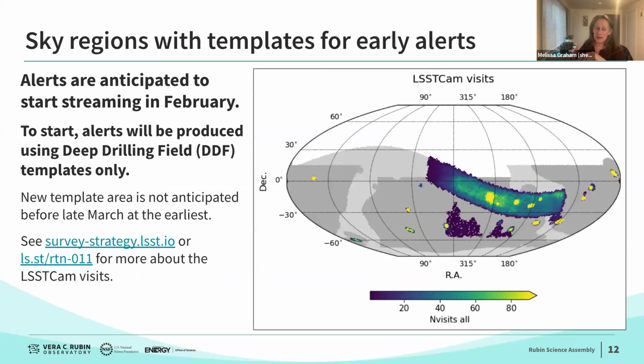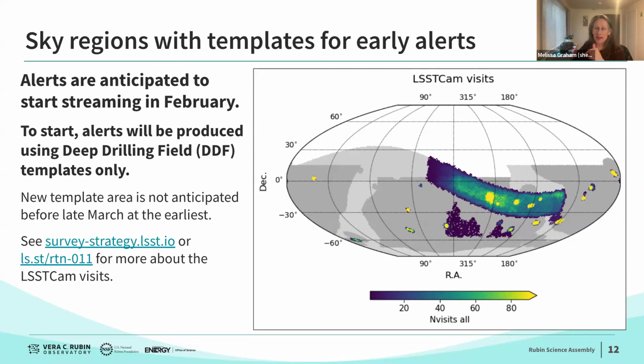All right, so I mentioned that alerts are going to start soon. They will be over a very limited region of the sky. The sky regions that will have templates for early alerts are only the deep drilling fields that Rubin covered during science validation. So that's only, I think, like 5 of these yellow dots. We'll have more on which fields those are in a later tutorial. So it's a very limited area on the sky where alerts will start coming out.